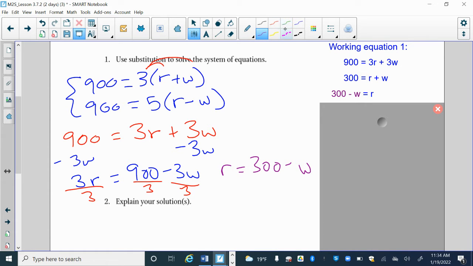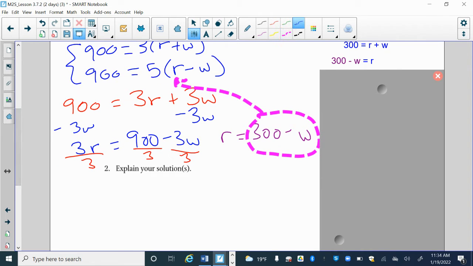Okay, so now we can substitute. We're going to take this 300 minus w, and that's got to go in for r in this other equation. Okay, so let's write that down here. 900 equals 5 times, and we're going to replace r with 300 minus w.